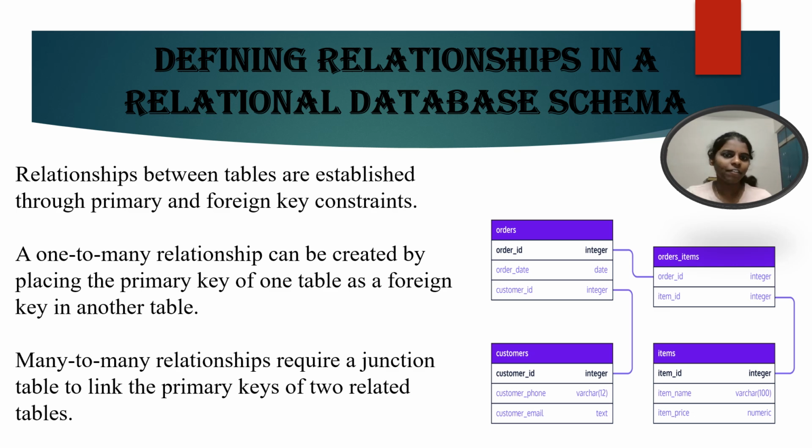Let us see defining the relationships in a relational database schema. Relationships between tables are established through primary and foreign key constraints. A one-to-many relationship can be created by placing the primary key of one table as a foreign key in another table. Many-to-many relationships require a junction table to link the primary keys of two related tables.